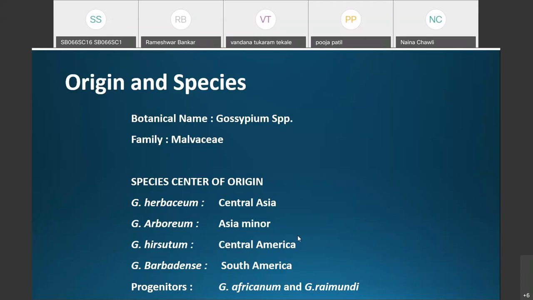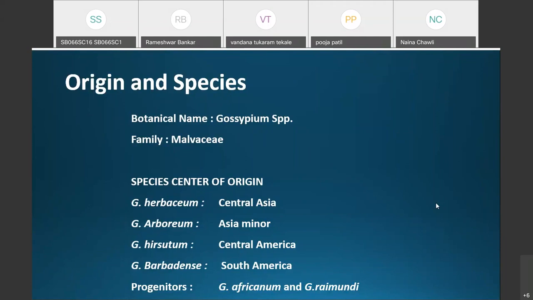Then the species and center of origin. These are the four species of Gossypium, and they are considered to have originated in different areas. Gossypium herbaceum is believed to have originated in Central Asia. Gossypium arboreum is believed to have originated in Asia Minor. Gossypium hirsutum is believed to have originated in Central America. Gossypium barbadense is believed to have originated in South America.